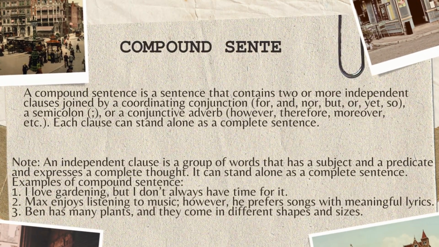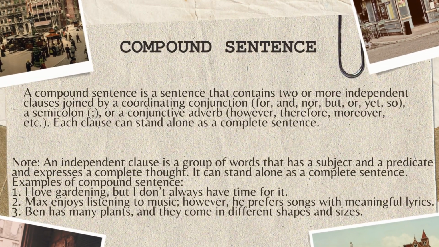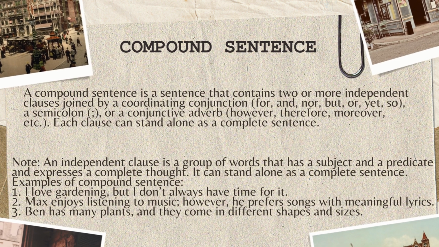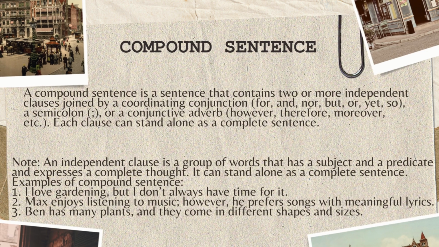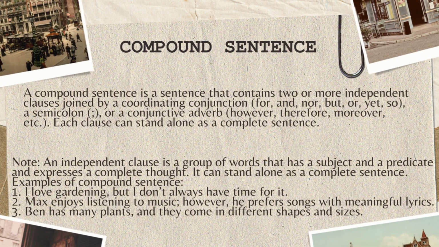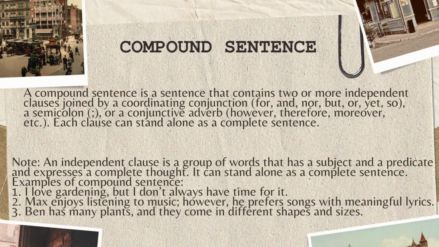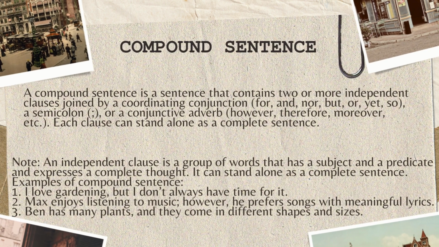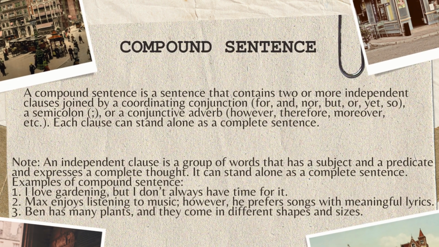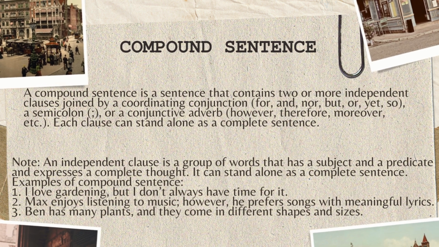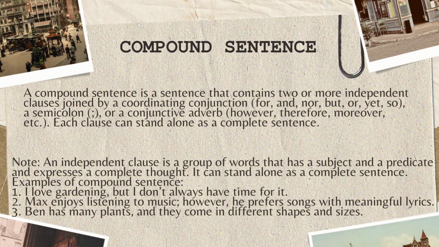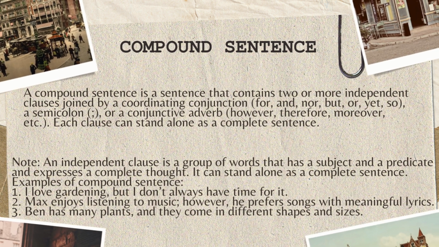The second material is about compound sentences. Let me explain to you. A compound sentence is a sentence that contains two or more independent clauses joined by a coordinating conjunction, for, and, nor, but, or, yet, so, a semicolon, or a conjunctive adverb, however, therefore, moreover, etc. Each clause can stand alone as a complete sentence.